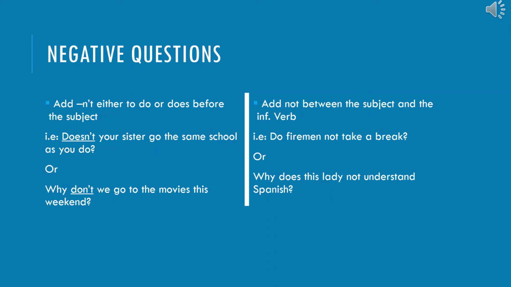So the other way is we can add not between the subject and the infinitive verb. For example, do firemen not take a break? Or why does this lady not understand Spanish? Both ways are correct. Both are grammatically valid.